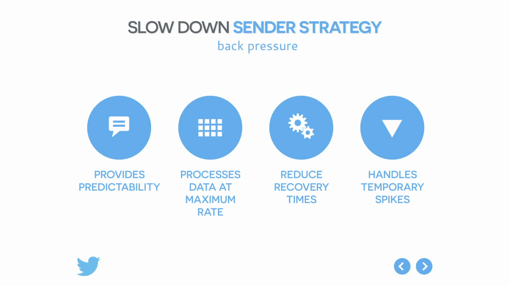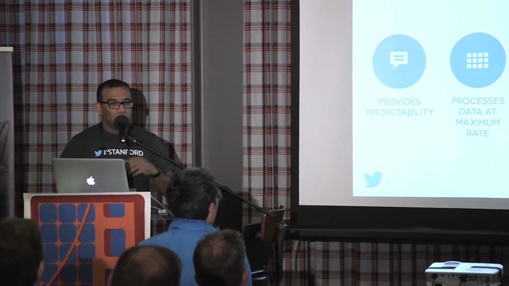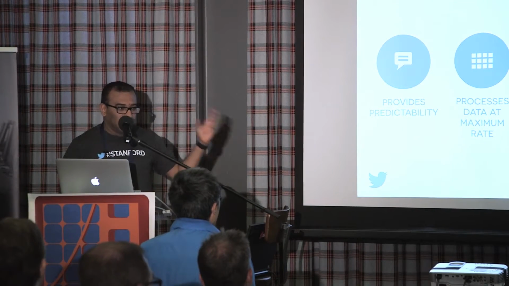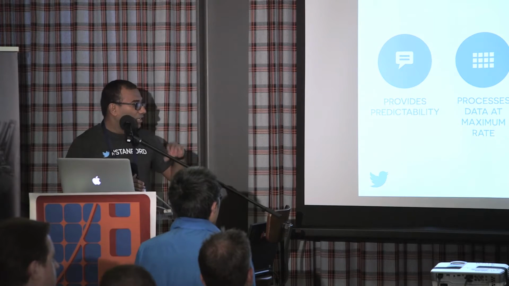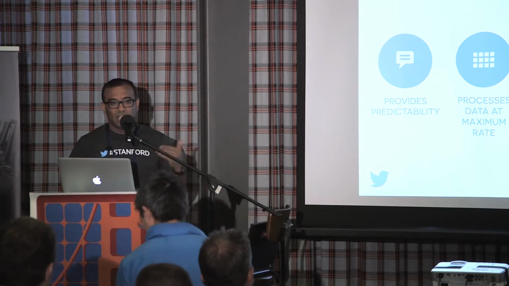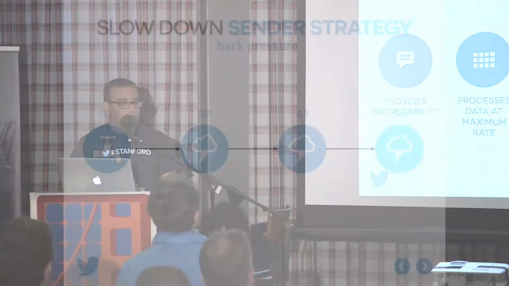So the slowdown sender strategy. In this case, it provides predictability, and depending upon how the stragglers are present or not present, it processes the data at the maximum rate and also reduces recovery times. Whenever something fails, immediately it gets picked up and rescheduled on a different node, and it is going really as fast as it can. So then it can nicely handle temporary spikes.